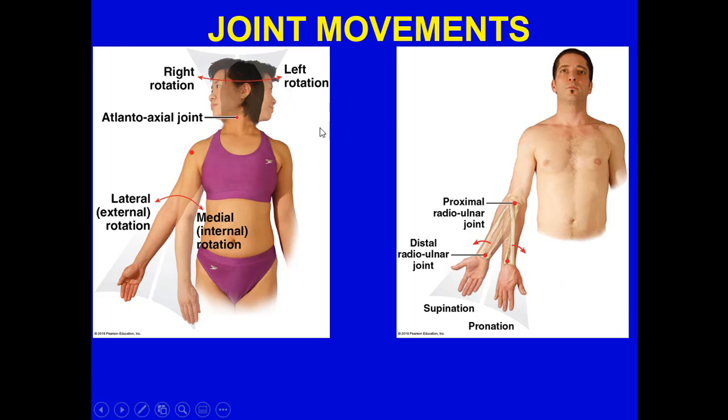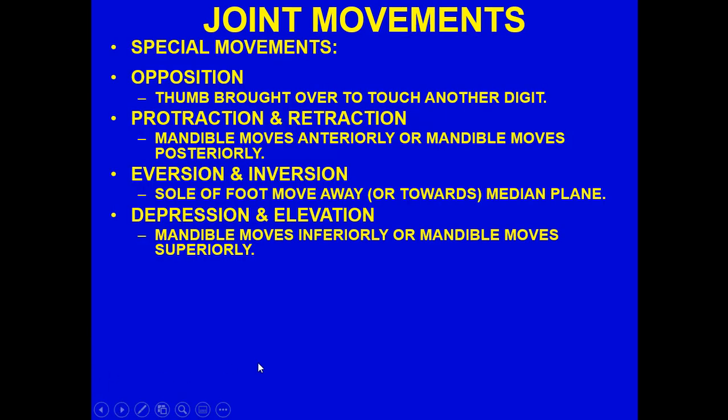Right and left rotation, that's at the atlantoaxial joint, which I talked about before. Lateral, medial. If you're moving the arm toward the midline, you're going into medial or internal rotation. If you're spreading it outward, this is lateral or external rotation. Now, a couple of other special movements. For example, opposition. The thumb is brought over to touch another digit.